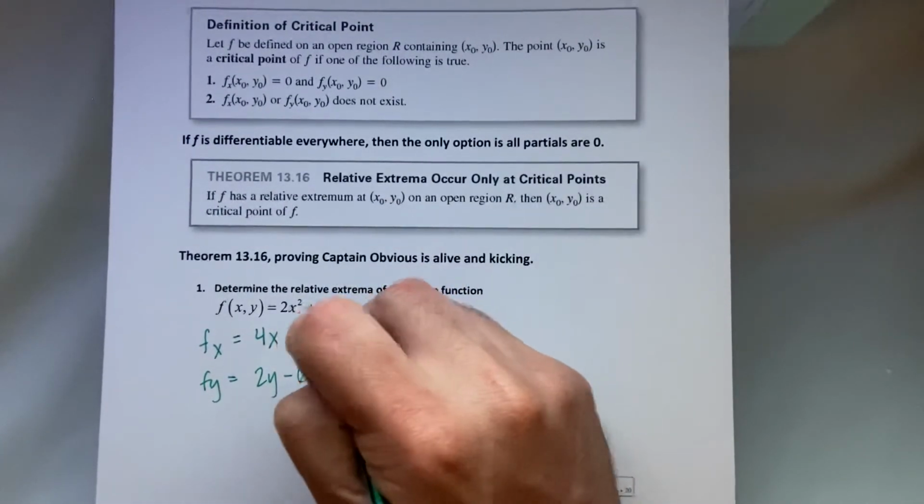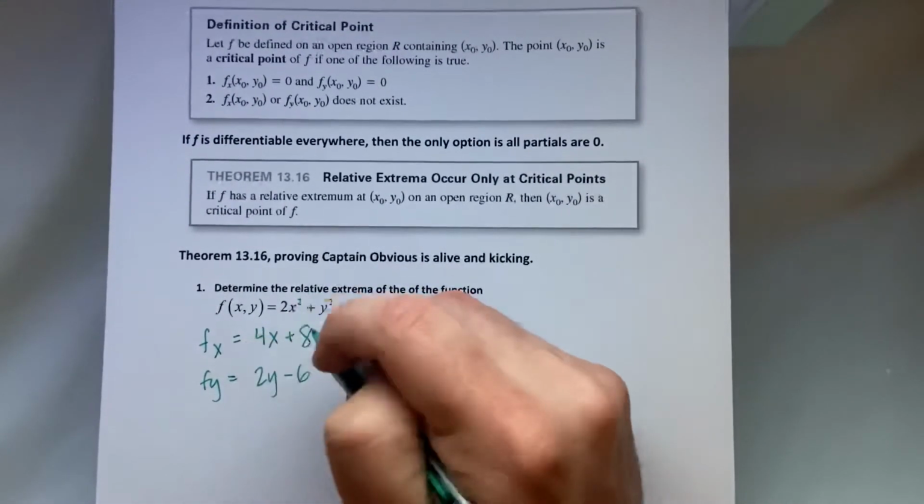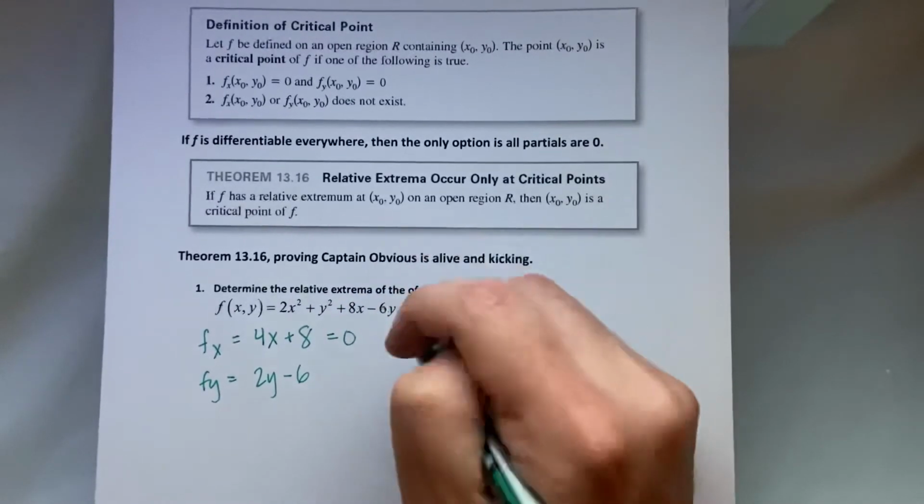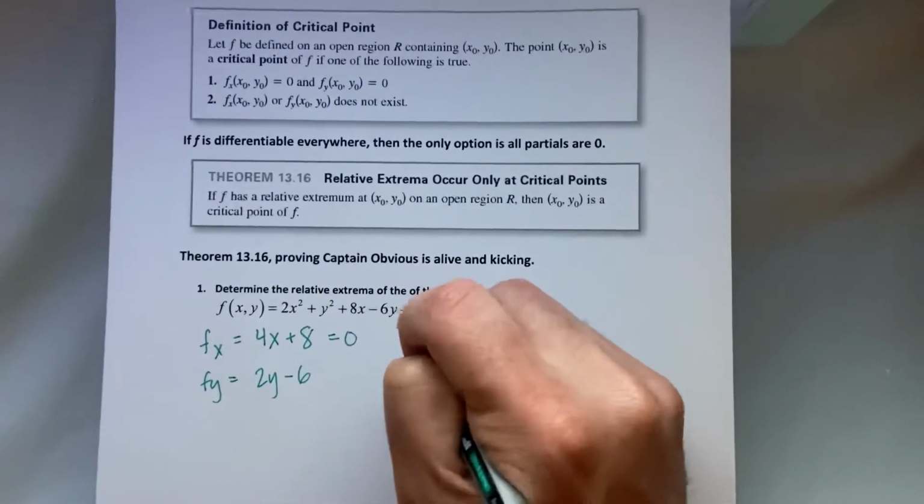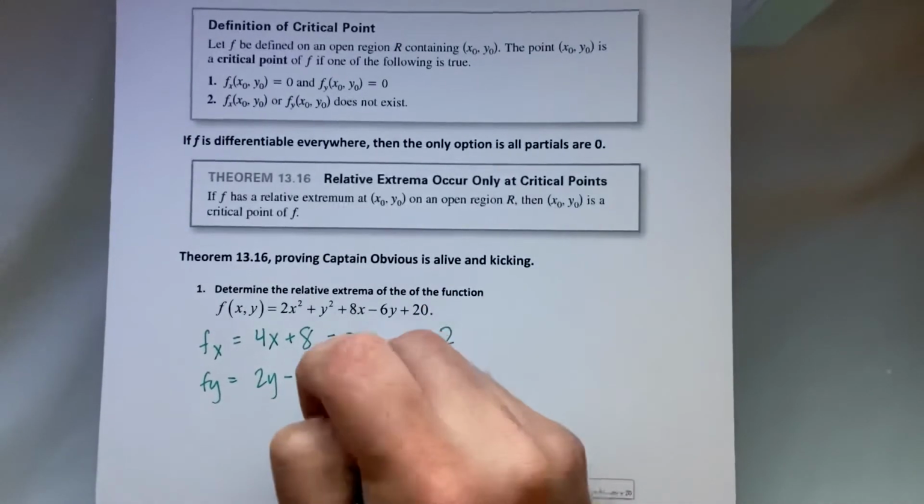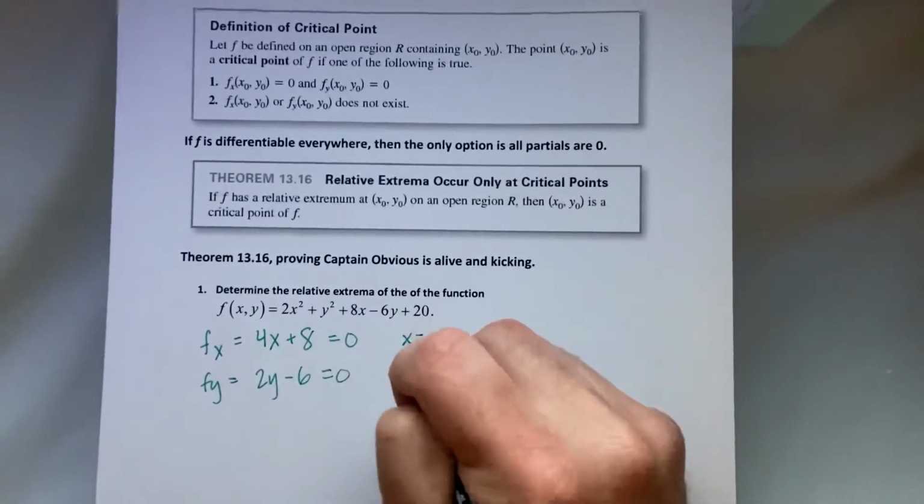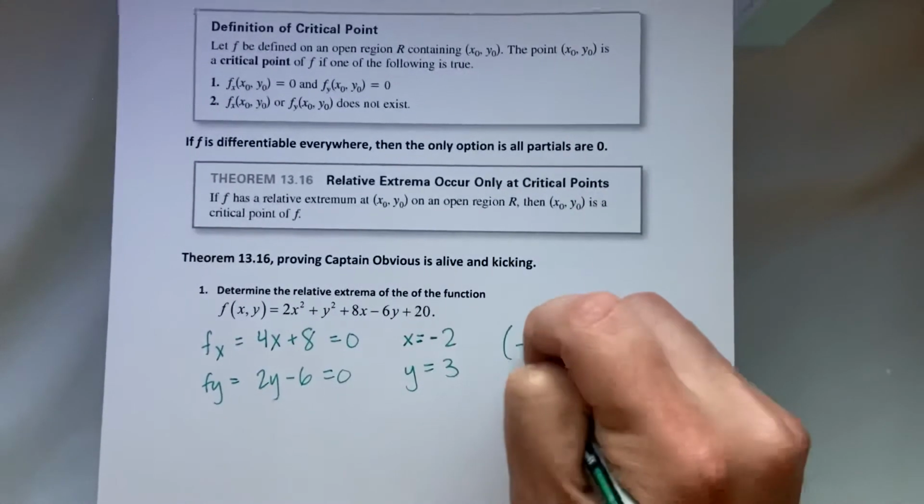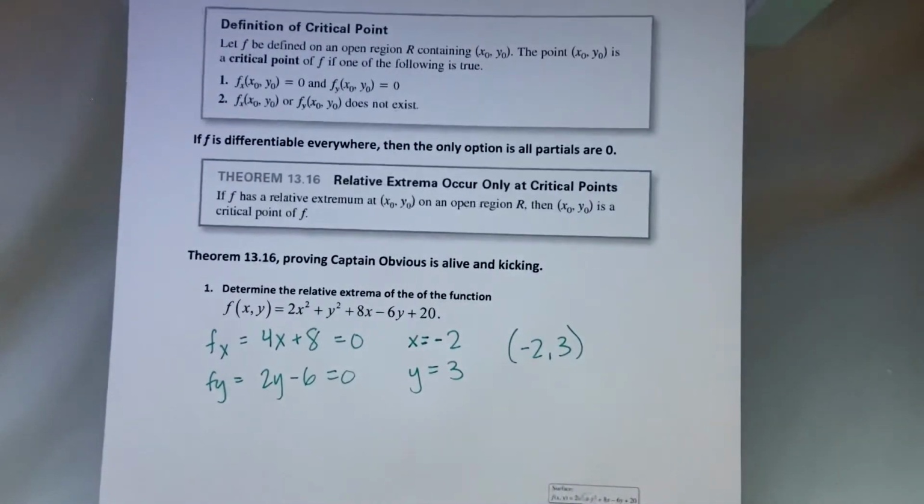I set them equal to 0. 4x plus 8 equals 0. The 8 moves over and becomes a negative 8 divided by 4. So x is negative 2. Add the 6 over to the other side and divide by 2. It looks like y is 3. So that means (negative 2, 3) is a potential relative extremum, because the points have to go together.